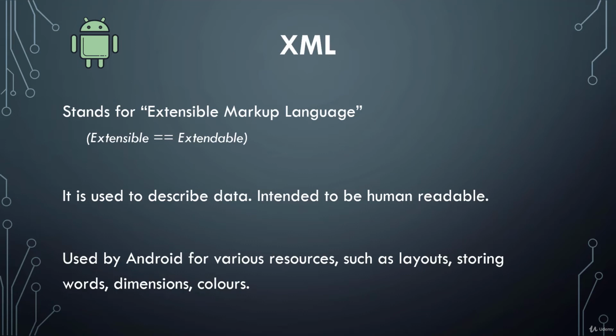So in summary, XML, which is our extensible markup language, it's used to describe data in a way that is easy to read, easy for humans to understand, and Android uses this mostly for its resources, which includes layouts, which is what we're looking at the moment. Okay?